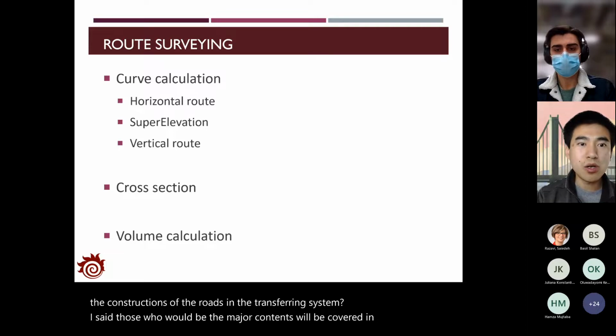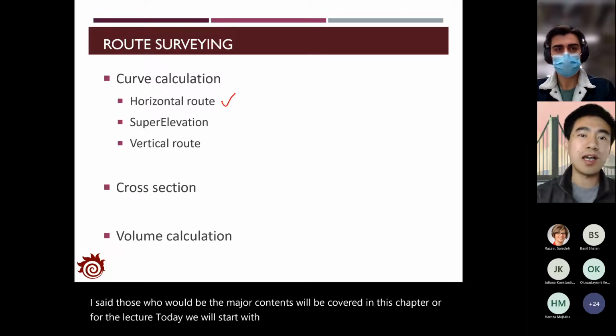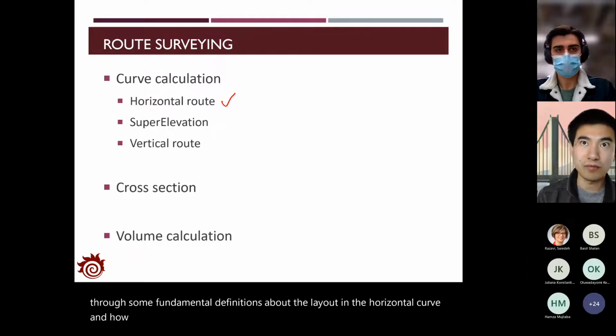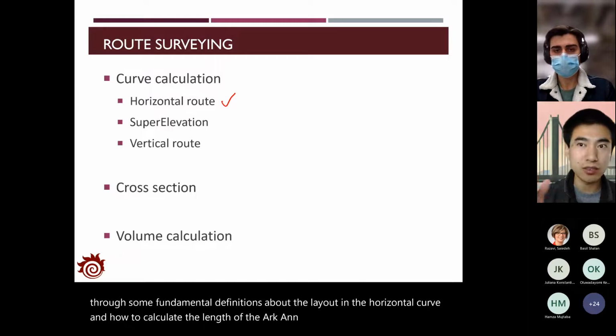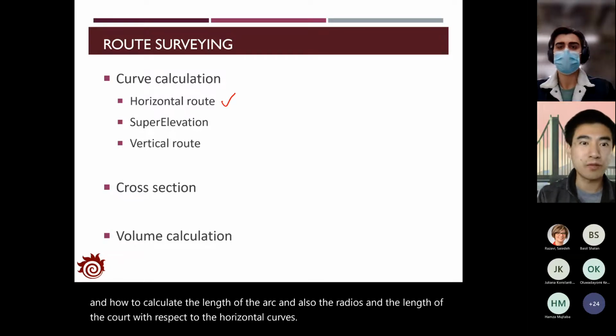For the lecture today, we will start with the horizontal curve, and we will go through some fundamental definitions about laying out the horizontal curve and how to calculate the length of the arc, the radius, and the length of the chord with respect to the horizontal curves. I will go through the definitions one by one.